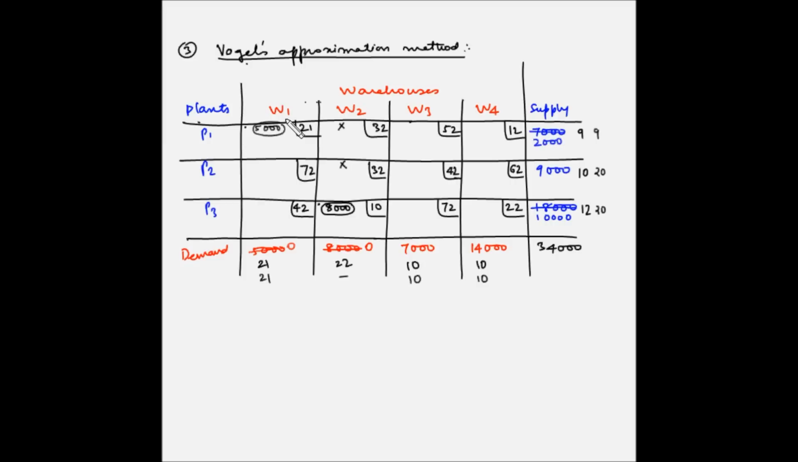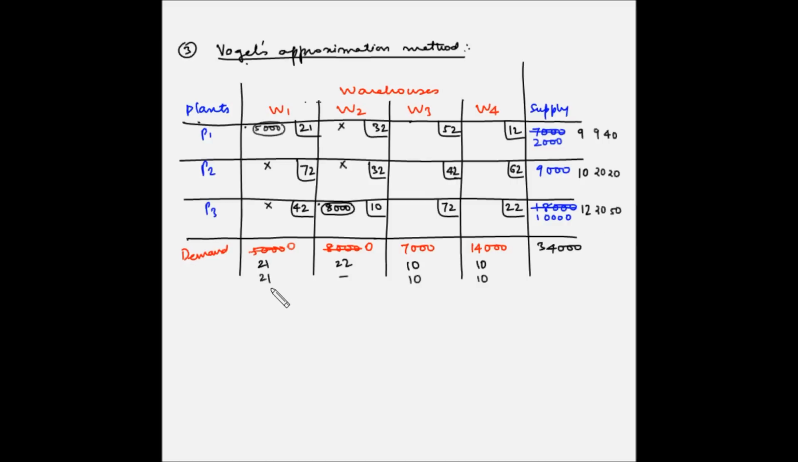Now, since the entire demand for W1 has been met, we'll cross off the remaining boxes for W1, indicating that they are no longer available for allocation. Now, let's again find out the opportunity cost for the remaining rows and columns. So starting row wise again, for the first row, the lowest is now 12 and the next lowest is 52. So the opportunity cost is 52 minus 12, which is 40. For the second row, 62 minus 42, which is 20. For the next row, 22 and 72. So 72 minus 22 is 50.